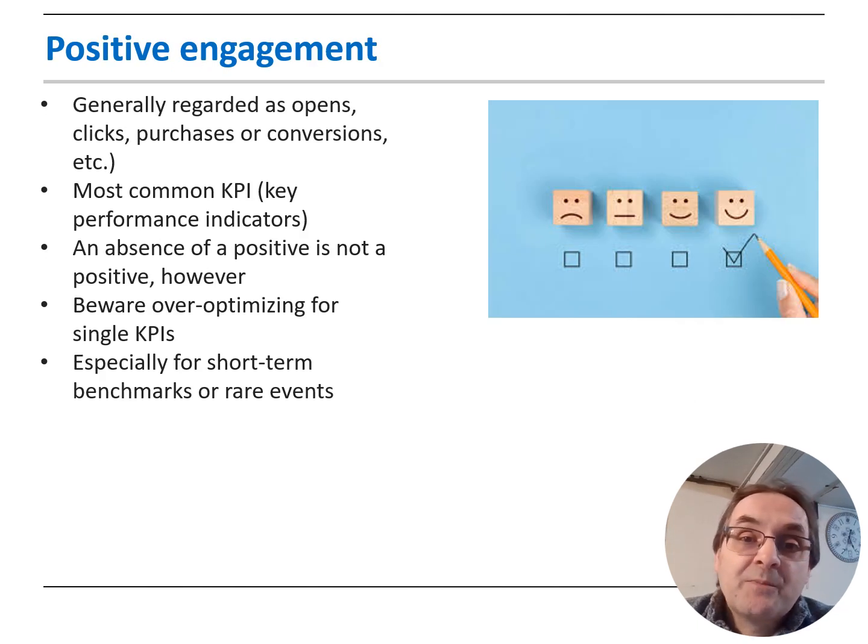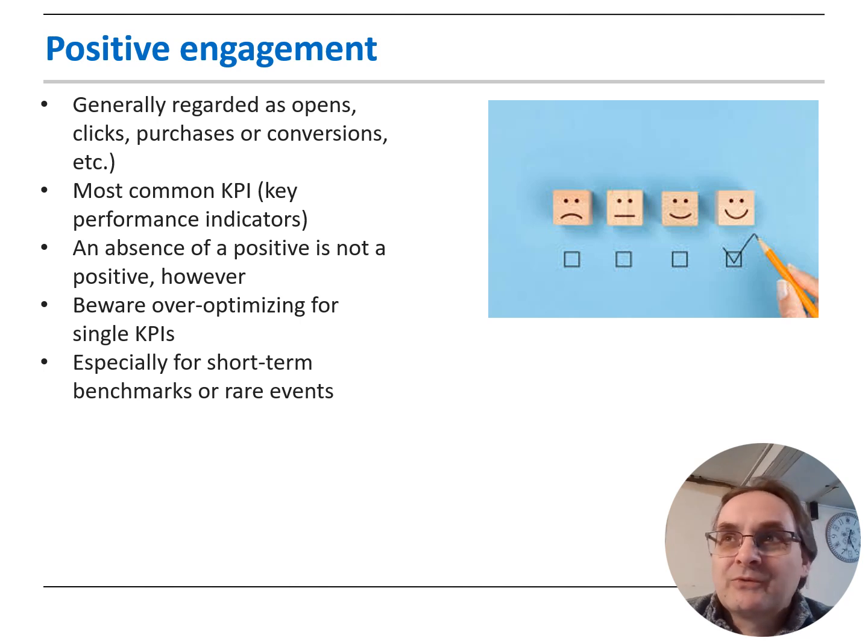The positive engagement metrics are pretty obvious: opens, clicks, purchases, conversions. These are a common key performance indicator, and in general, keep in mind that an absence of a positive is not a positive. So if you had a 30% open rate on one of your emails, but the next one got 4%, don't feel great that 4% opened it. This is positive only in relation and context to itself.